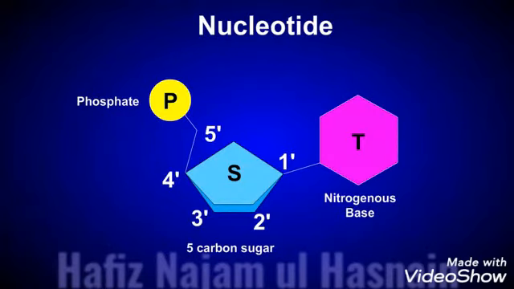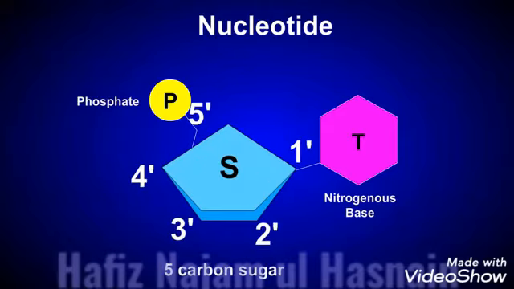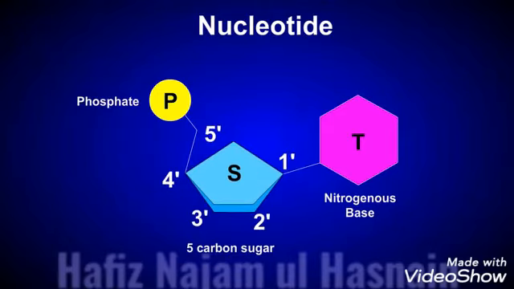Nucleotides are made up of three components: a 5-carbon sugar, such as ribose, a phosphate functional group, and a nitrogenous base. The 5-carbon sugar present in DNA is deoxyribose, and the 4 nitrogenous bases are adenine, guanine, cytosine, and thymine.